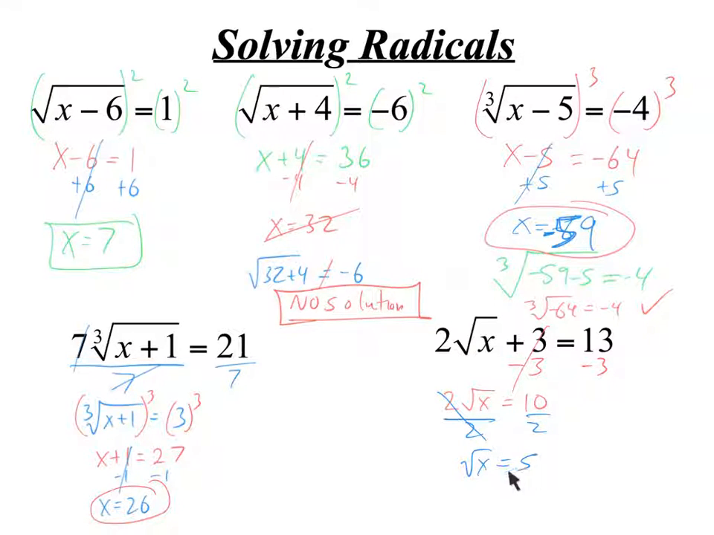Now, could you square both sides? Yeah. Or can most of you just look at that and see it's 25? You can square both sides, or you could just look at that and see, oh, my answer is 25. It's your choice. Now, let's verify. Let's put 25. Is the square root of 25 what? 5. Is 2 times 5 is? 10. 10 plus 3 is 13. I mentally checked it. We are good.